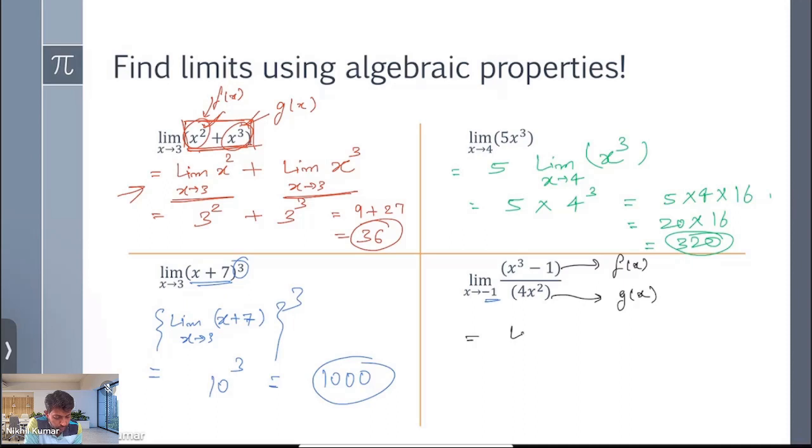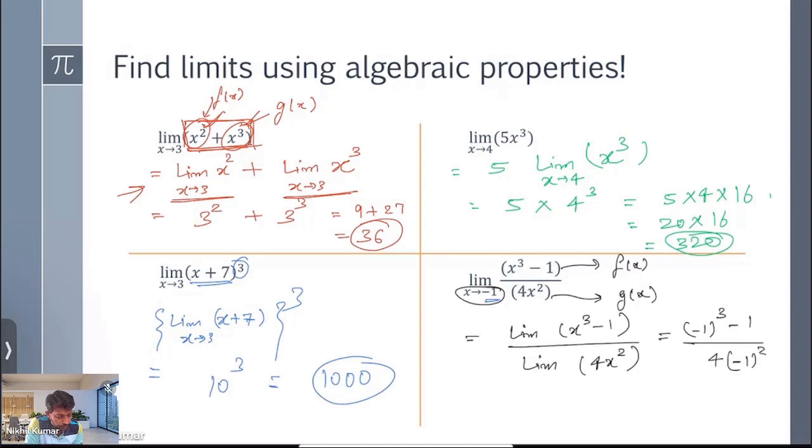Okay, let's solve this now. Limit x cube -1 upon limit 4x square. I'm skipping this part because this just clutters the board for now. But we know that we have to substitute minus 1. So this is minus 1 whole cube, and here we have 4 into minus 1's whole square. Minus 1 whole cube is minus 1 on the top, and here we have 4. This is minus 1 by 4. That's your answer.